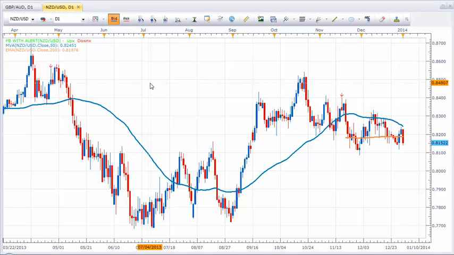New Zealand dollar, US dollar. This is still choppy price action, right? We see it's in a range. It looked like, is it going to break out? It's still below the 50. It's above the 200 EMA. So I don't think there's been a clear trend developing on this yet.